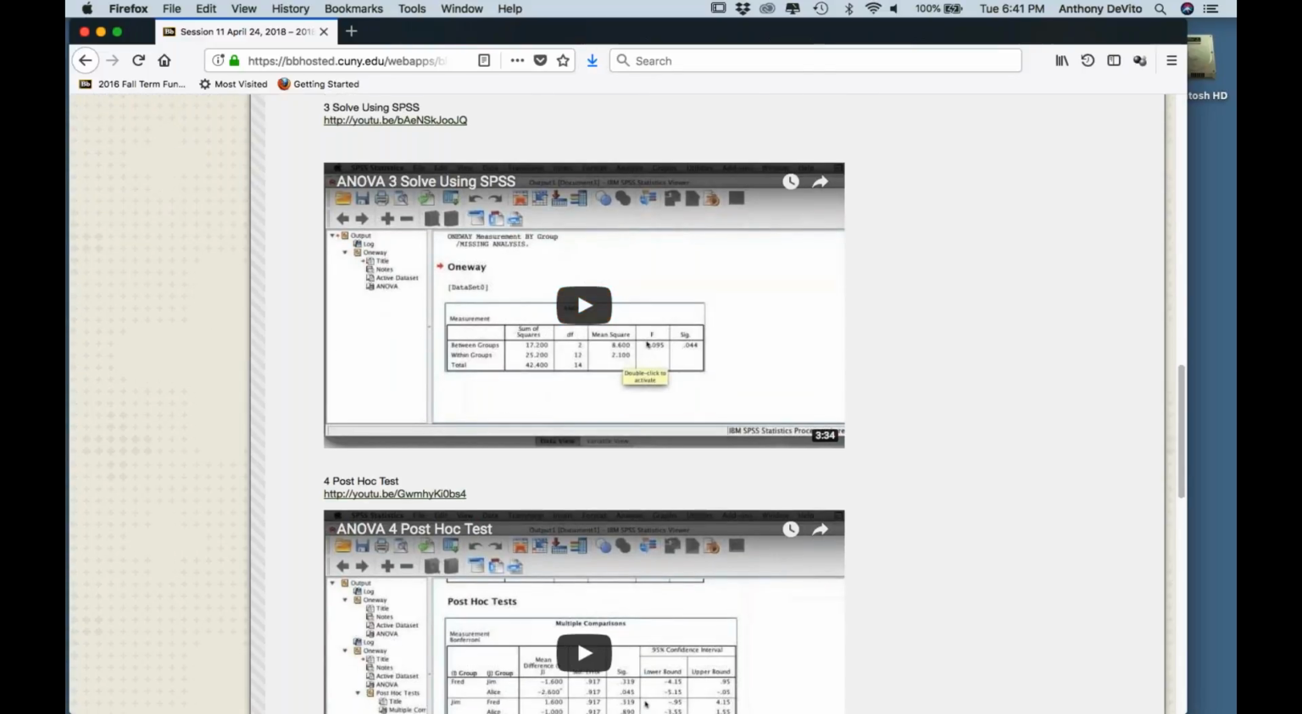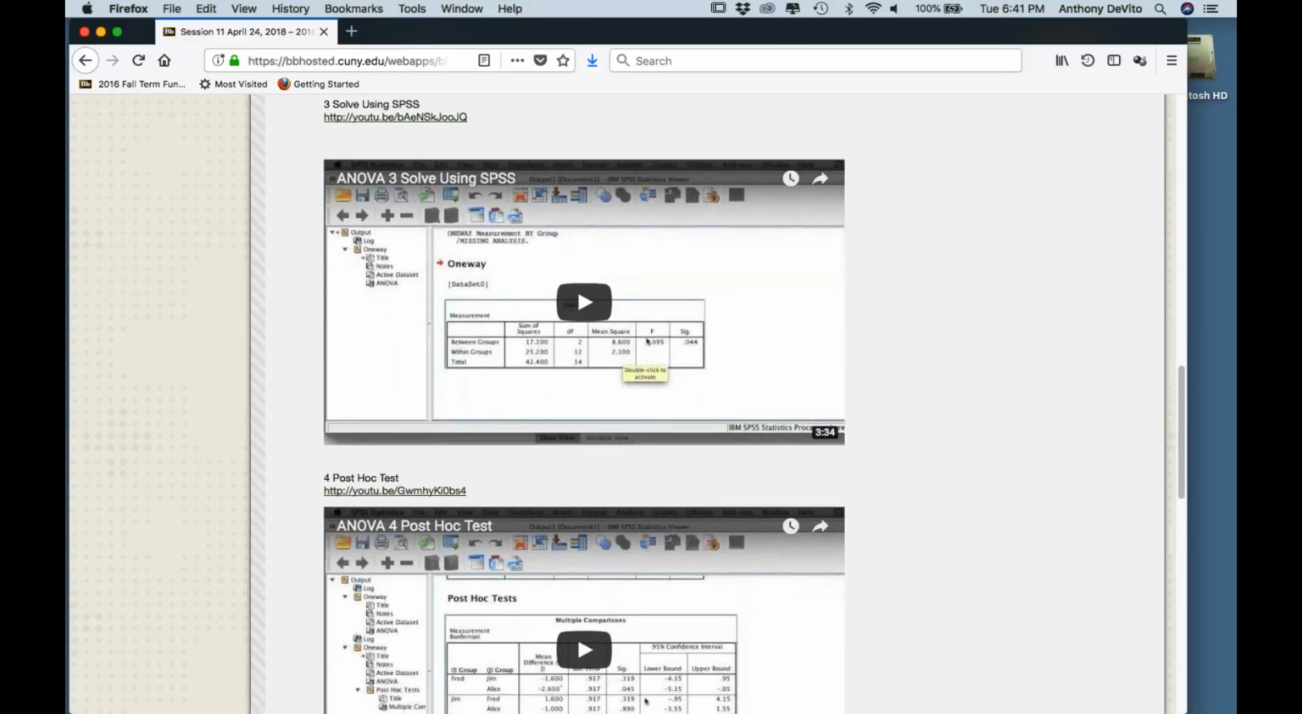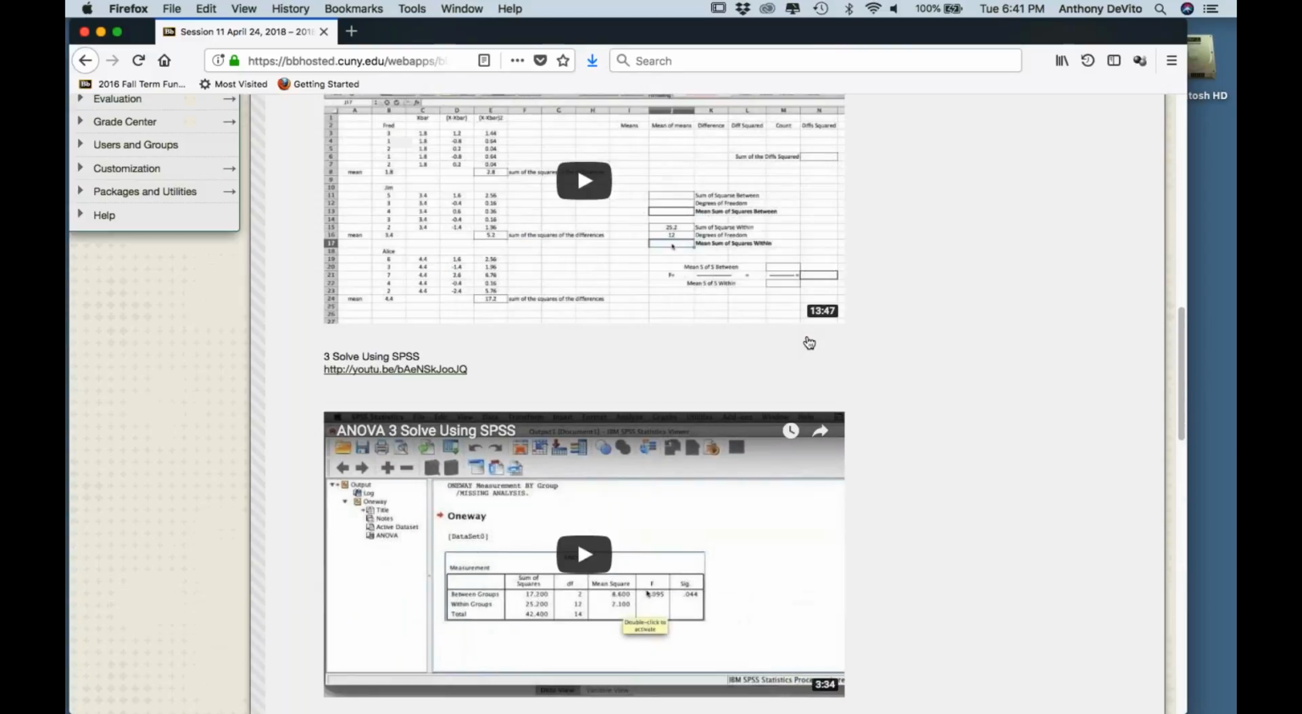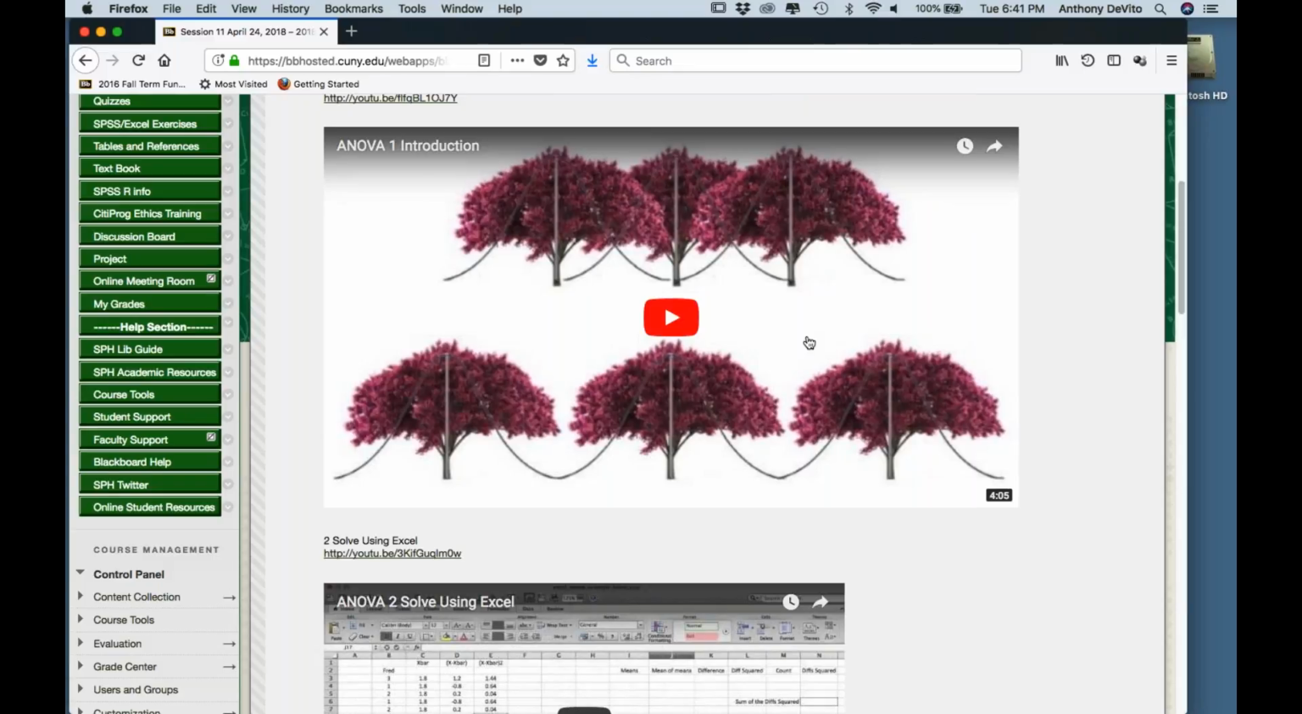The third one is doing the same problem, the same data, using SPSS. And the fourth one is running the post hoc tests using SPSS. So those videos are already on there. I'm just going to introduce it rather than play the videos. You can always go home and play them. I'm also recording this session as well.